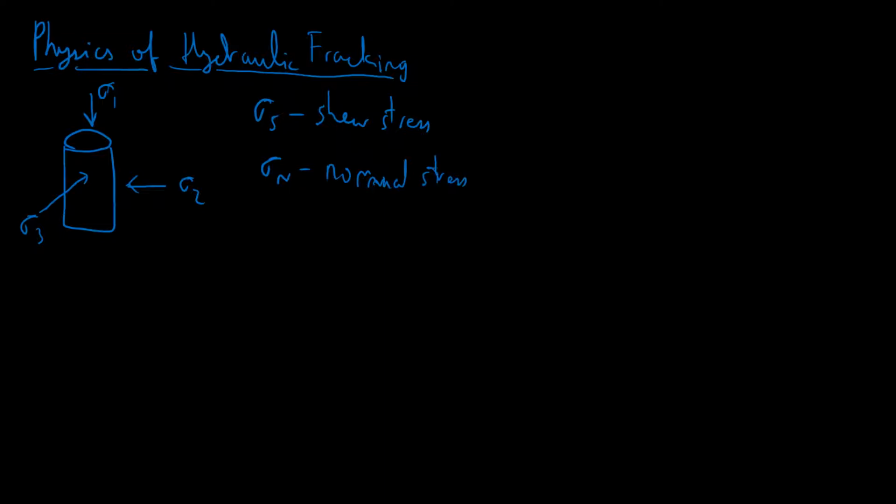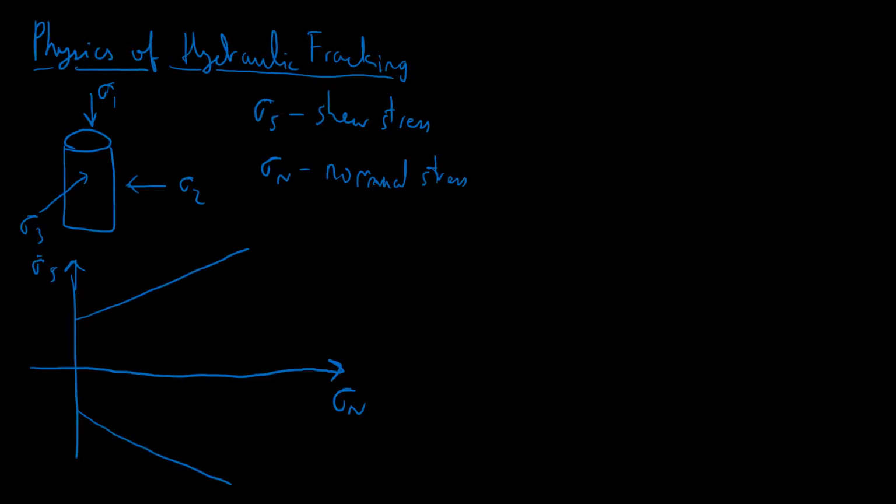Now the stress relations for this rock can be shown in a diagram that is called the Mohr stress diagram, which basically looks something like this, where we have sigma n on the x-axis and sigma s on the y-axis. These two lines are equations that look something like sigma s equals mu naught sigma n plus c naught. Here mu naught is the coefficient of static friction, and c naught is the inherent strength of a rock.